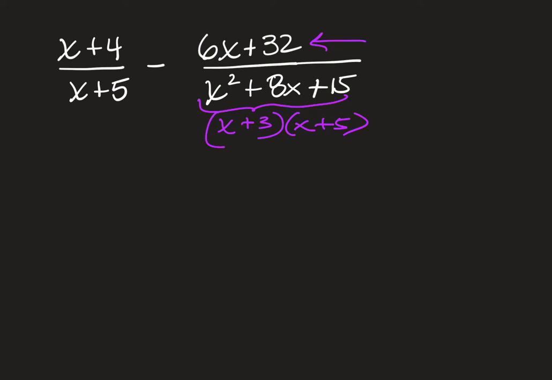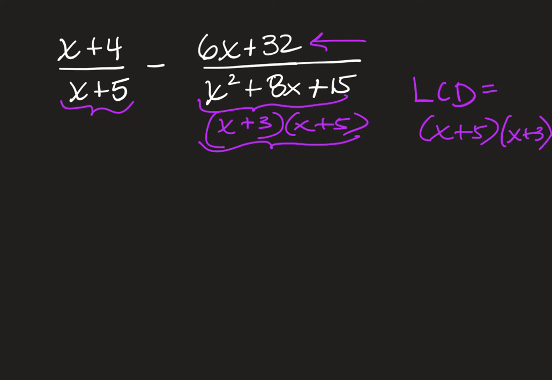So since I have my denominators factored, I can pick out my lowest common denominator. To do this, I start with my first denominator and I say, well, my first denominator has an x plus 5, so my lowest common denominator needs an x plus 5. And then I go to my next one and say, okay, what is in this denominator that's not already on my LCD list? So I already have the x plus 5, but I don't have the x plus 3. So I'm going to add that to my LCD. And here we go. Now we've got our lowest common denominator that we're going to rewrite these fractions with.